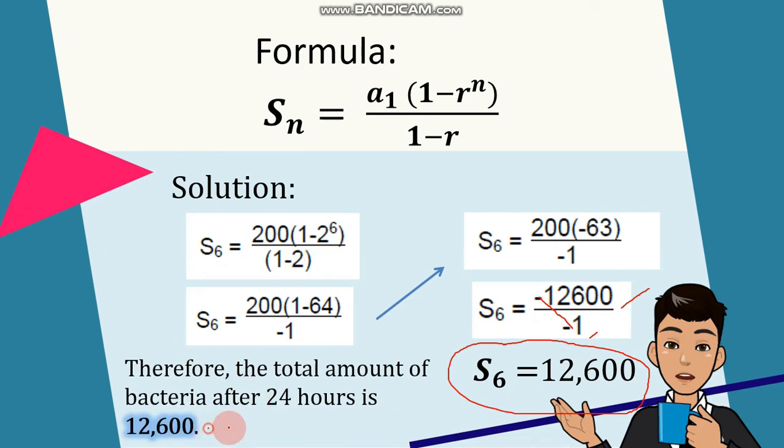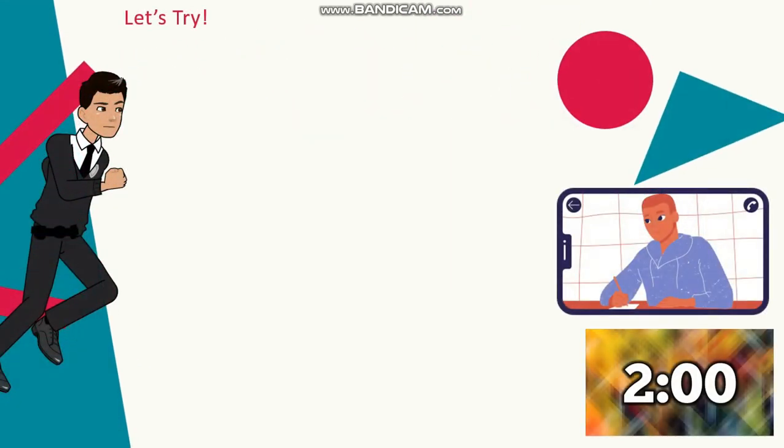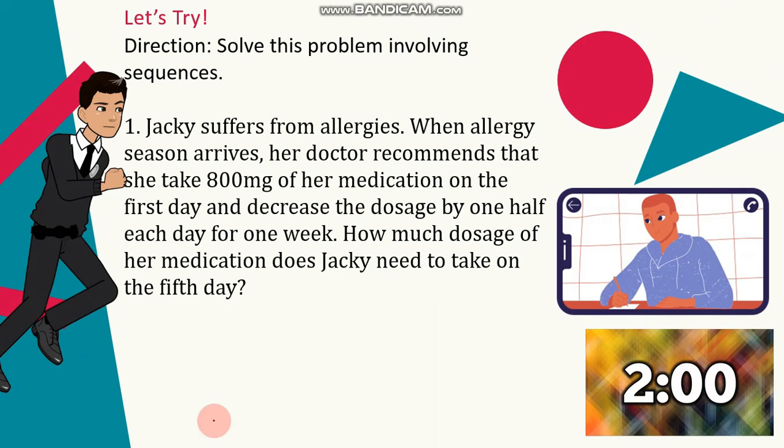Let's proceed now to the next one. So let's have this additional activity or exercises. Solve this problem involving sequences. So we have here the first problem, which is all about Jackie, which suffers from allergies. So may allergy siya. At syempre pag allergy, panapanahon yan. Ang kanyang doktor nag-recommend that she will take 800 milligrams of her medication sa first day. And mababawasan yon, yung dosage niya mababawasan by 1/2 each day. Hindi minus 1/2 kundi mababawasan siya ng 1/2 ng tinake niya nung nakaraang araw.